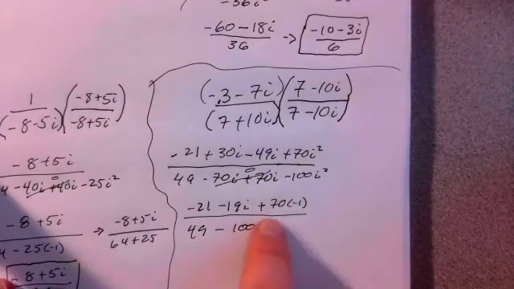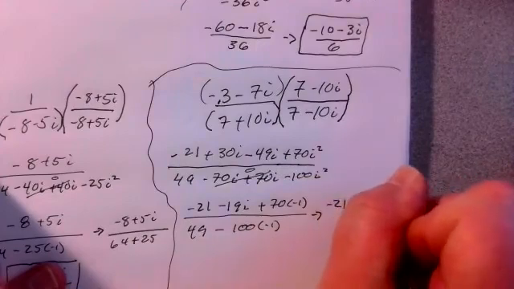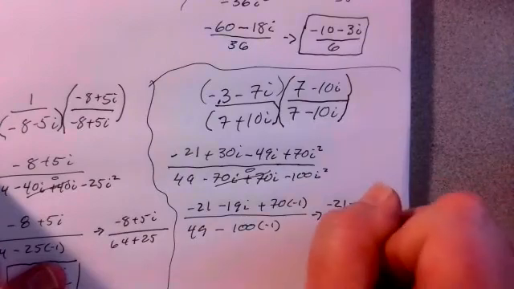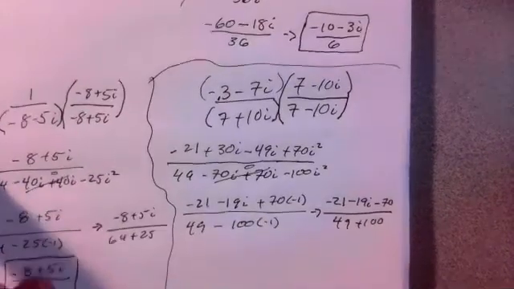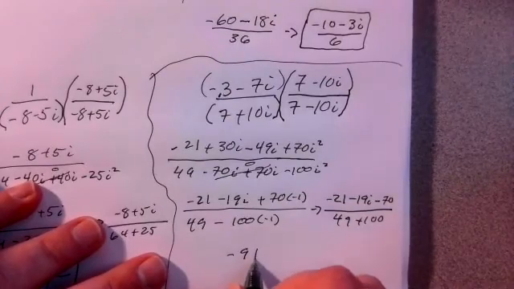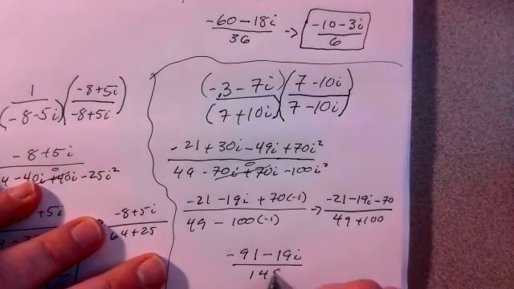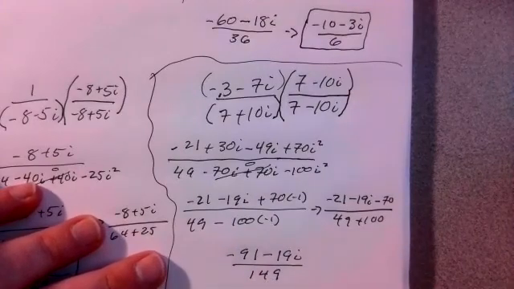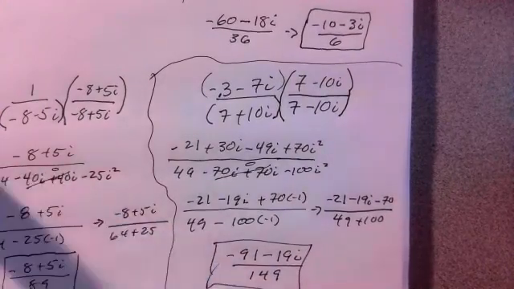And now I'm going to multiply these guys by negative 1. I get negative 21 minus 19i minus 70 over 49 plus 100. And clean it up. Negative 21, a negative 70, you have a negative 91 minus 19i all over 149. Now I've got to ask myself, do 91, 19, and 149 reduce by the same number? In this instance, no, they do not. And we are done.